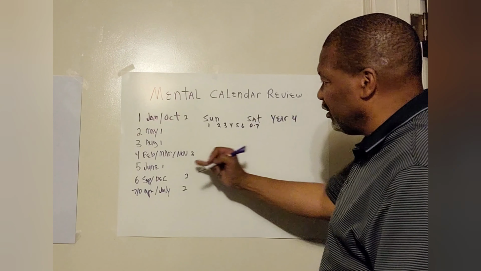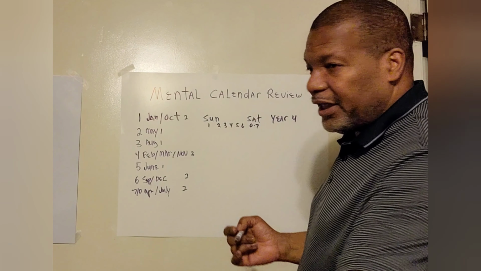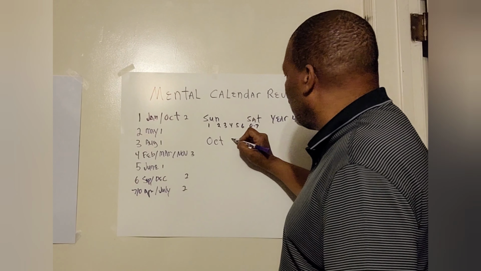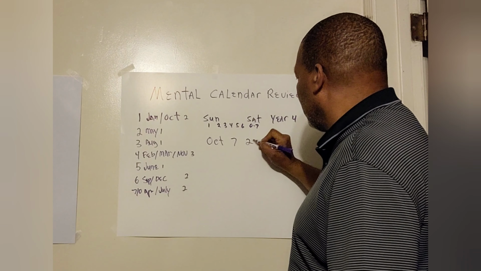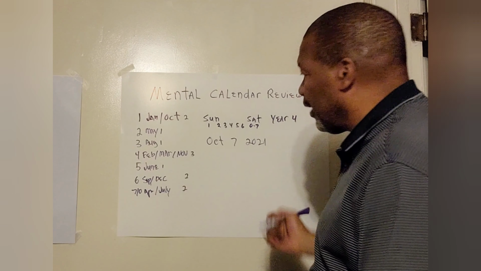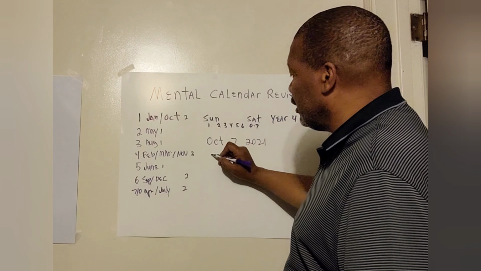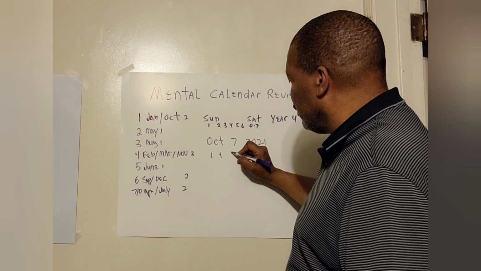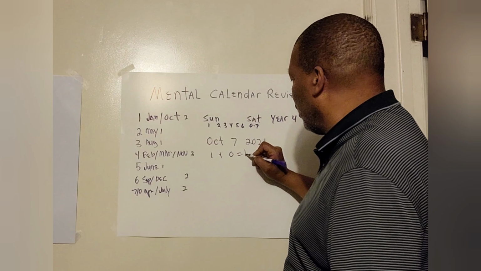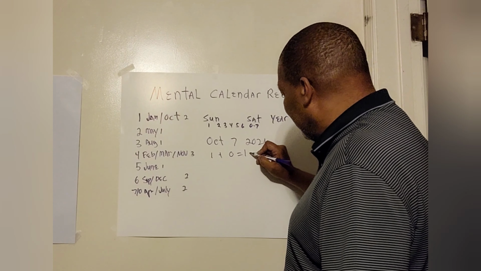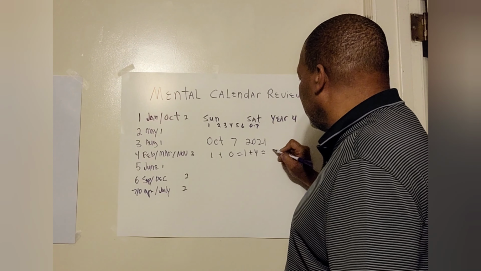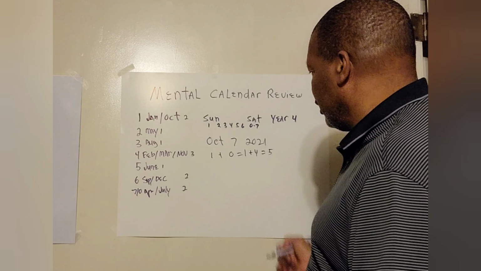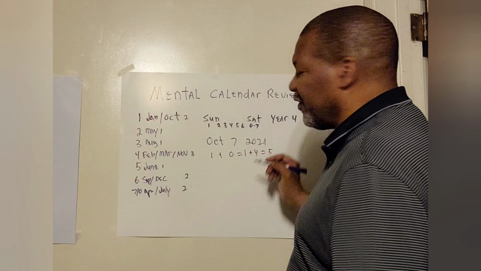Now let's just use this. We'll use it both ways. We're going to figure out what is October 7th of this year, 2021, by using the code. October is a 1, plus 7. Well, 7 is a 0, so it's just 0. So it still equals 1. Then the year code, plus 4, equals 5. And the 5th day of the week is Thursday. So October 7th is a Thursday.